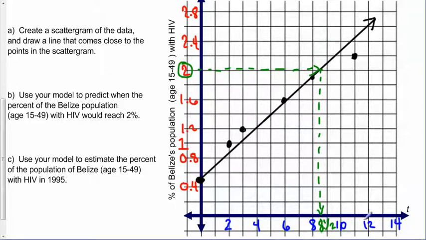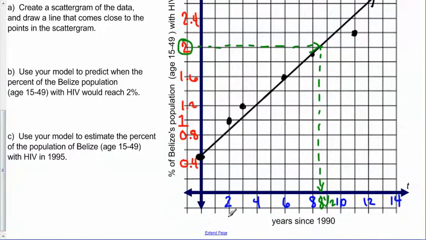Now, what does that 8.5 represent? Well, if you remember, that's years since 1990. So when will the percent of the Belize population, age 15 to 49 with HIV, reach 2%? So sometime it looks like in 1998. Okay, and we could say maybe about halfway through 1998, about halfway. And that accounts for the fact that we're about halfway between the number 8 and the number 9. About halfway through 1998, or sometime in 1998 or during 1998. Lots of different ways that you could state that.